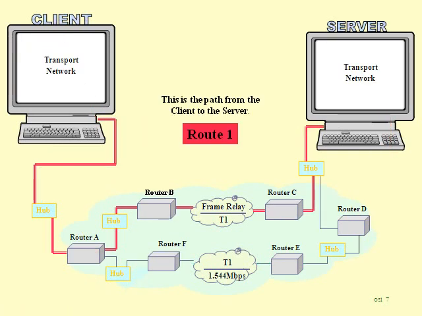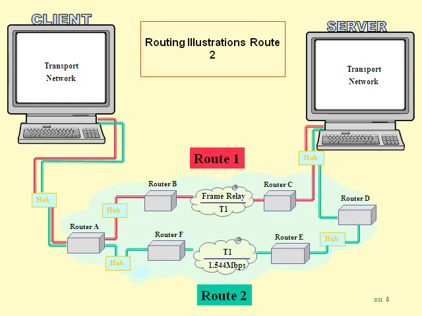There's another route available. This is Route 2. Now here we go, this is Route 2. It goes from the client to the server, but it goes through A, F, E, and D.